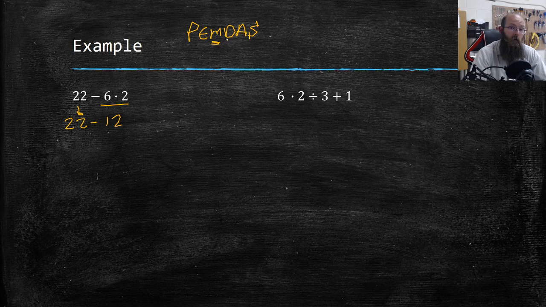Now, is there parentheses, exponents? No. Multiplication? No. Division? No. Add? No. Subtraction? Yes. I need to do that. What is 22 minus 12? 10. Boom. Done.